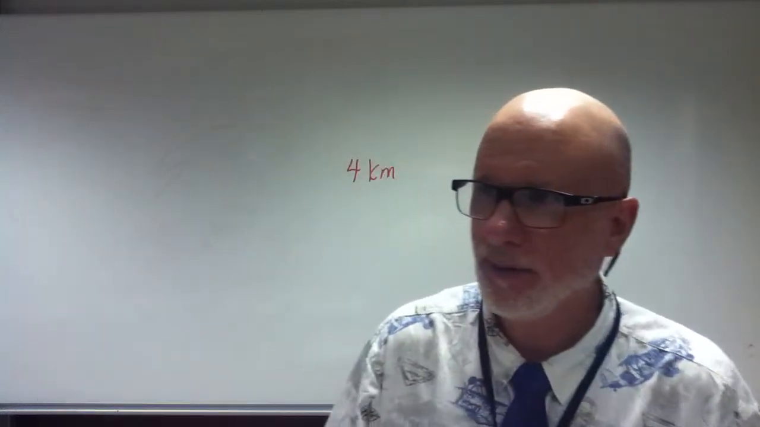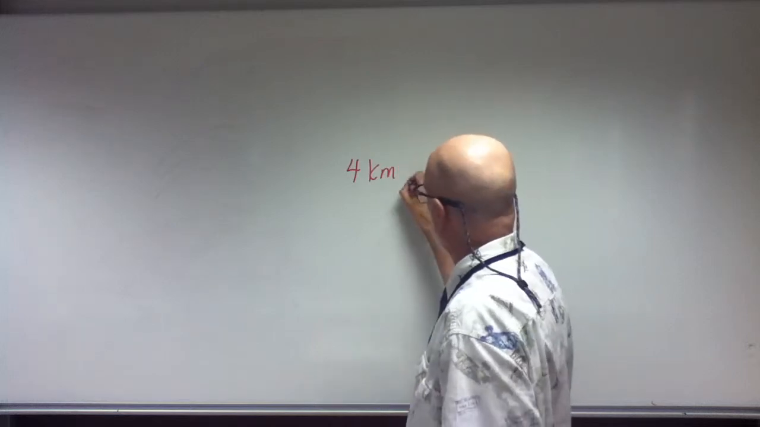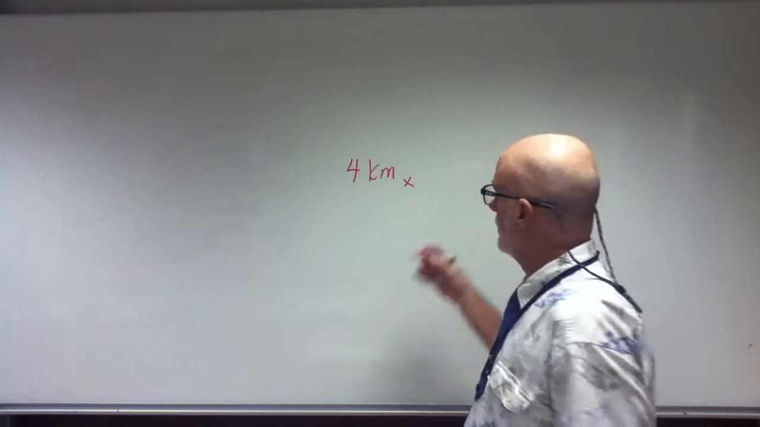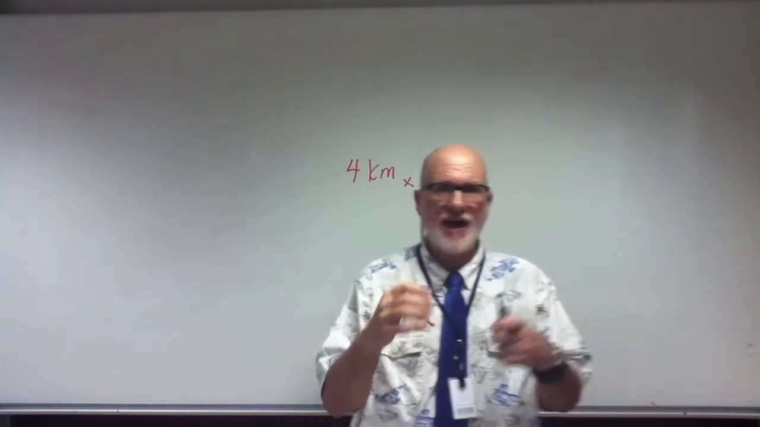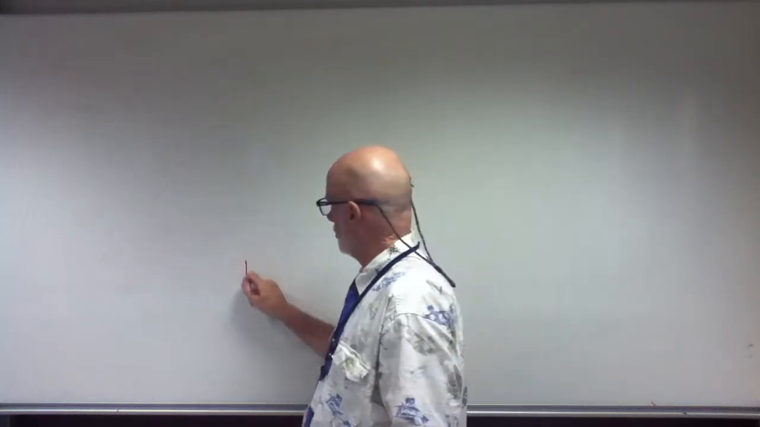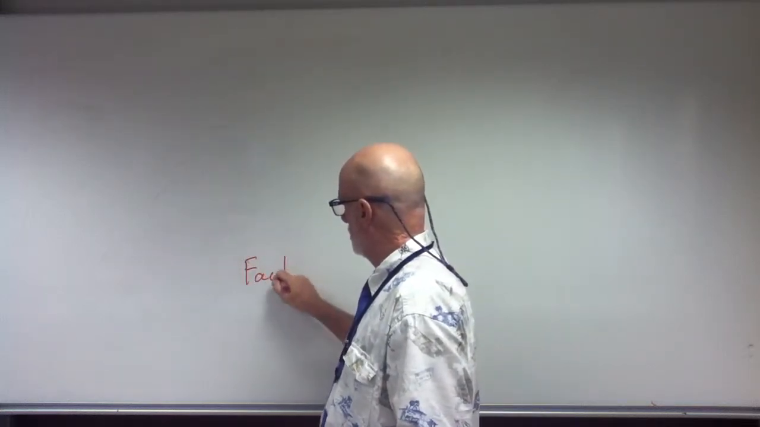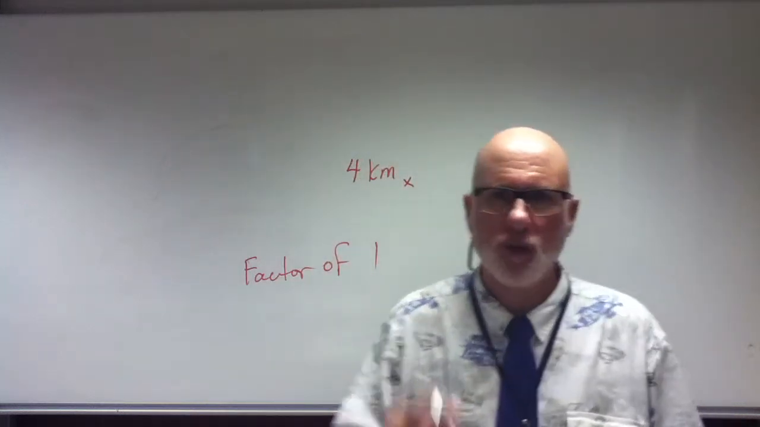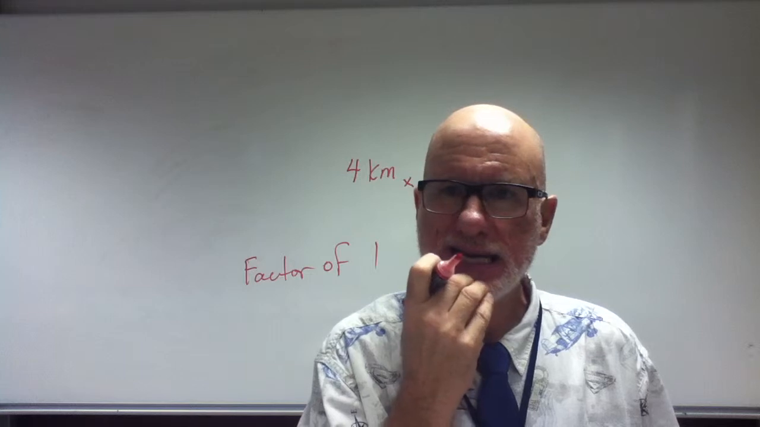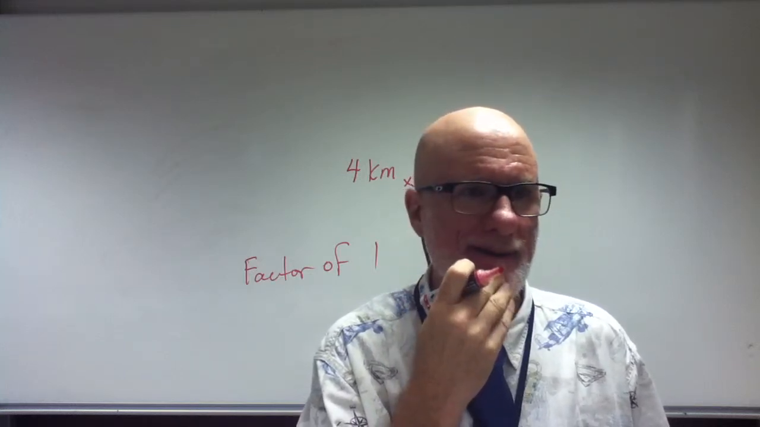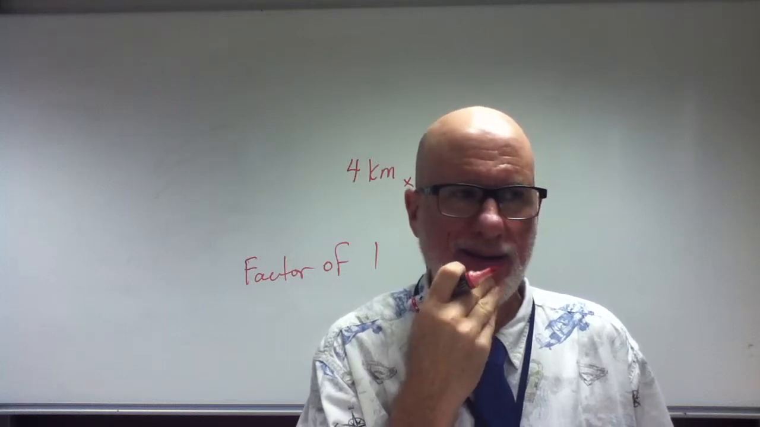I mean, obviously it's going to be 4,000 meters. That's easy, but how do I do it? Yeah, I multiply by 1,000. By 1,000 what? So in other words, I'm going to use a factor of 1. What does that mean, a factor of 1? Yes? Something, a number which 1 can be multiplied into. Okay, I like that. What else?